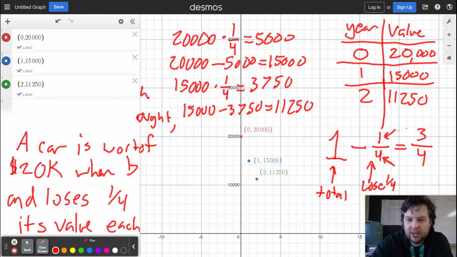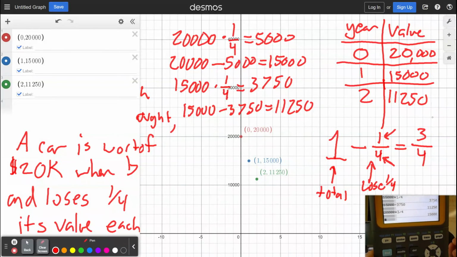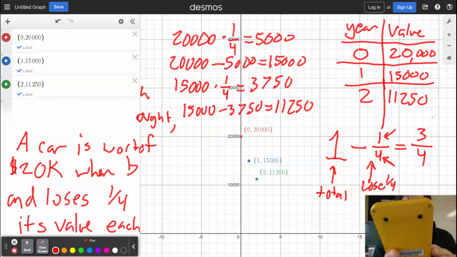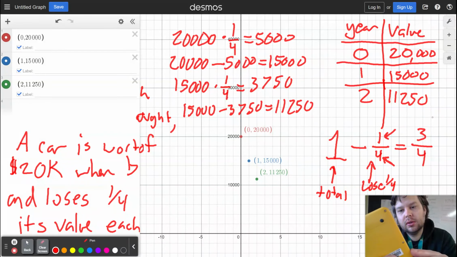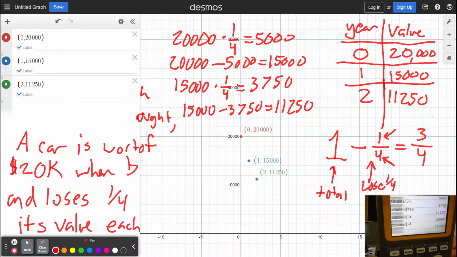So 4 minus 1 is 3, which is why I have 3/4 left over. And it turns out that the numbers I just showed you can be gotten more easily if you just go 20,000 times 3/4. You can see 20,000 times 3/4 is 15,000. And 15,000 times 3/4, oops, is 11,250.